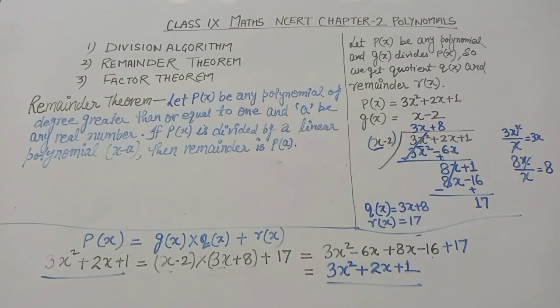Remainder is p(a). What will the remainder be? It will be p(a). Let's discuss what the remainder theorem said. Let p(x) be any polynomial whose degree is 1 or greater than 1. The degree is always the greatest power, which must be 1 or greater than 1.